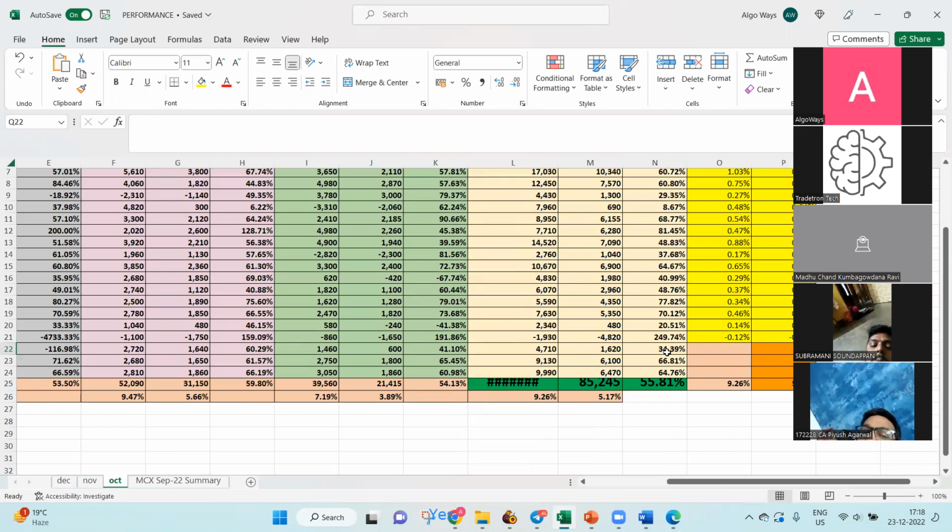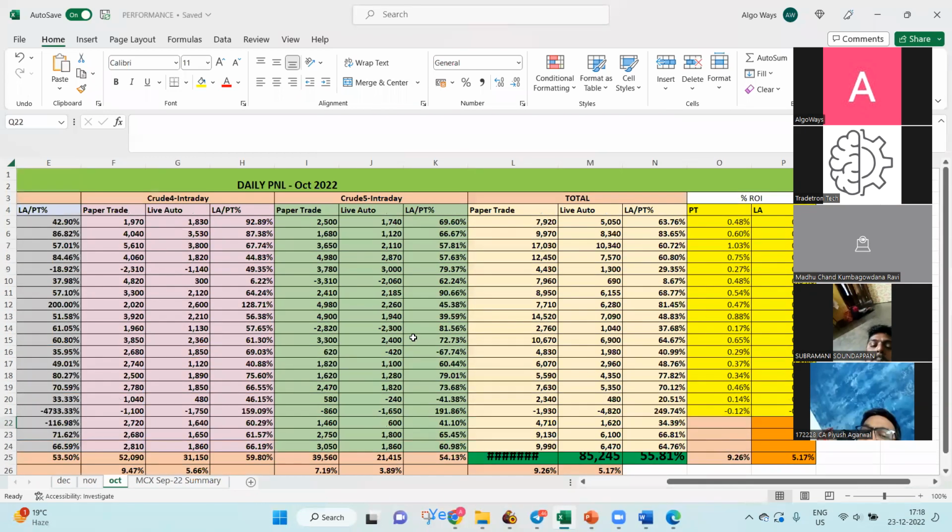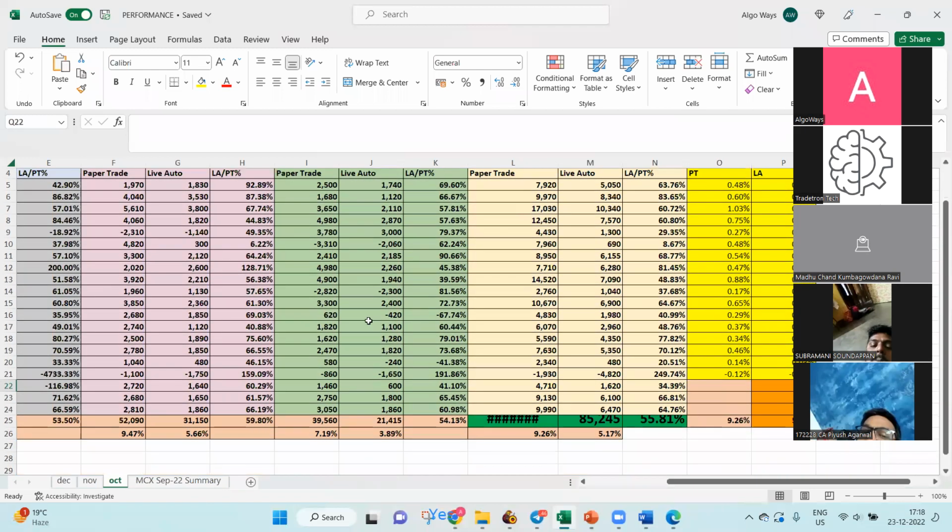85,000 on 17 lakhs, that is around 5% return. And if you see here, the difference between paper trade and real result is, you can see AW03 out of 52,000 paper trade returns, 31,000 was the realized returns in live auto. So that is 59%.